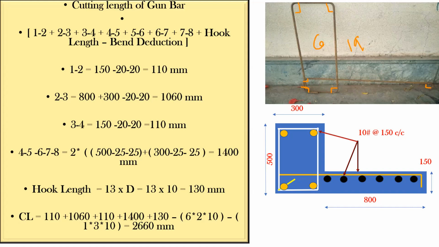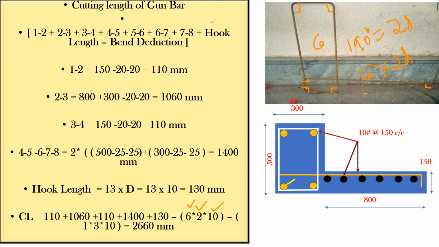One 90-degree bend, we know, is how much? 2D deduction. So there are 6, so 6 into 2D I'm supposed to do. And D is the diameter of the bar. So 6 into 2 into D, which is 10. So 6 into 2 into 10 is what I've done.